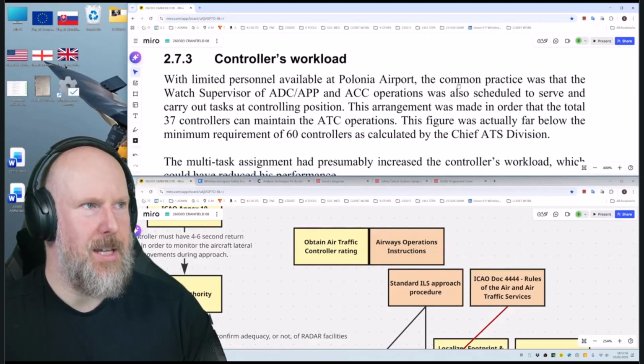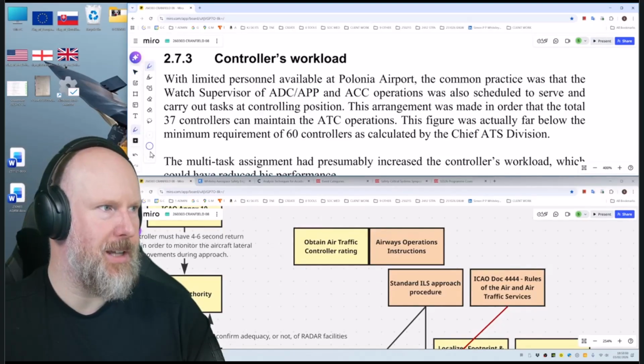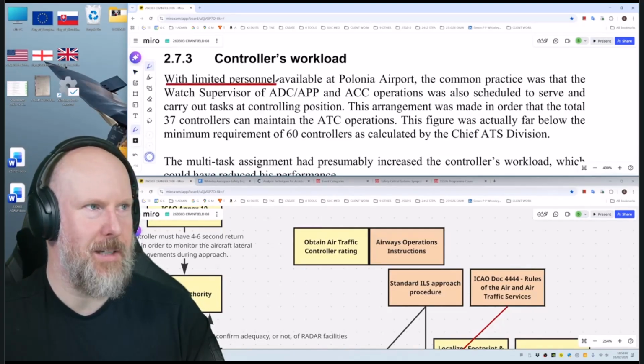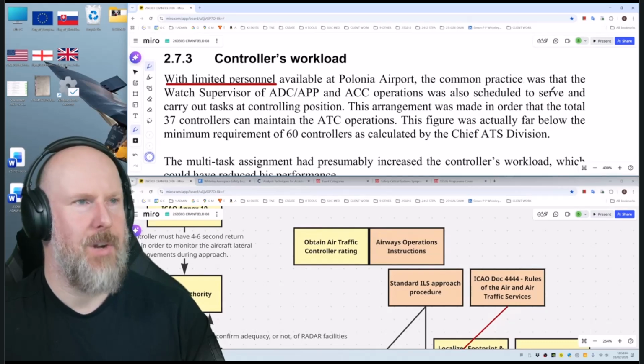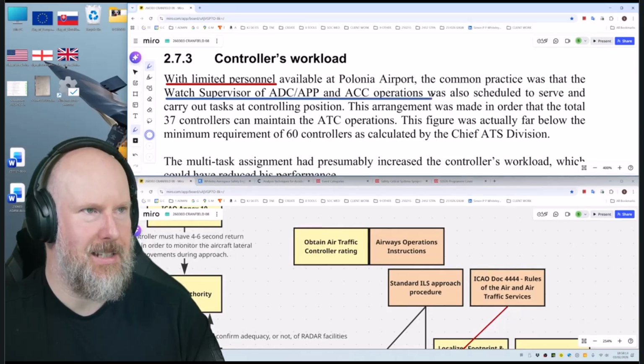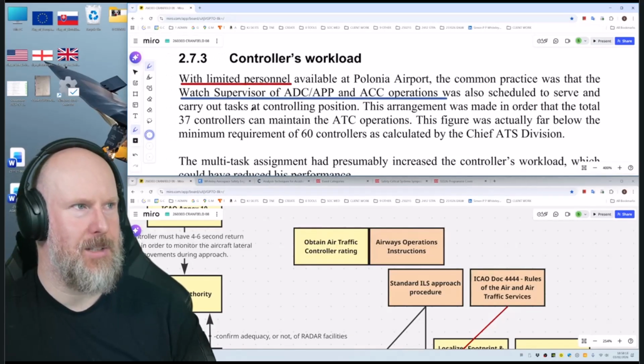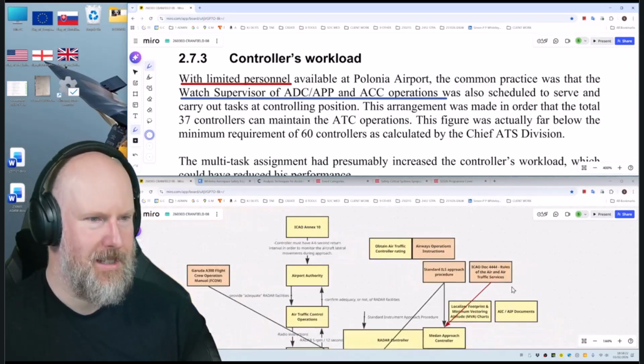Okay, 273. Controller's workload. With limited personnel available, there we go, that's an interesting bit of context. The common practice was that the watch supervisor of ADC and APP and ACC operations was also scheduled to serve and carry out tasks at the controlling position. Oh dear, here we go, right.